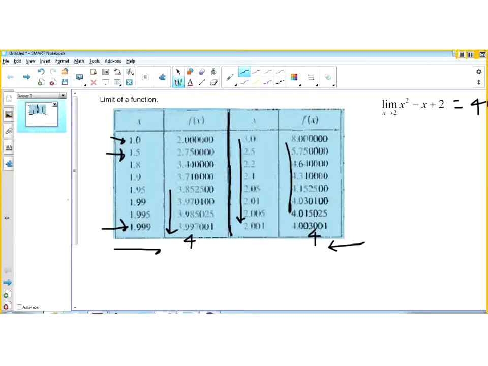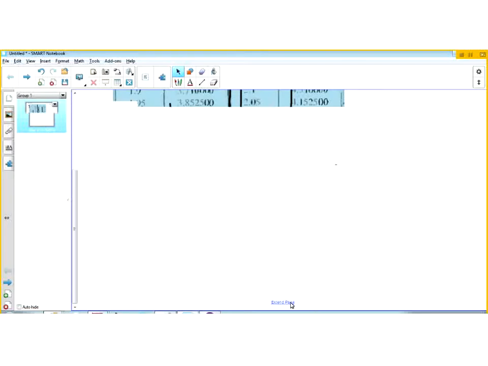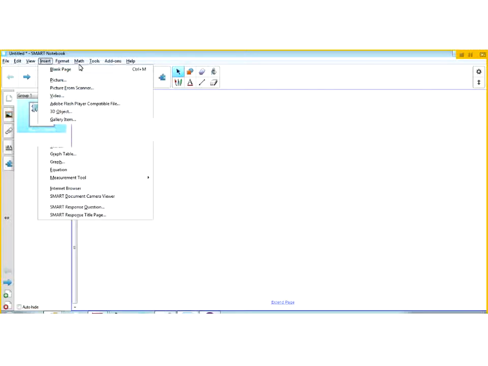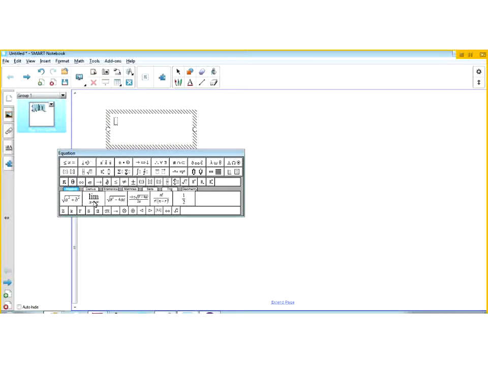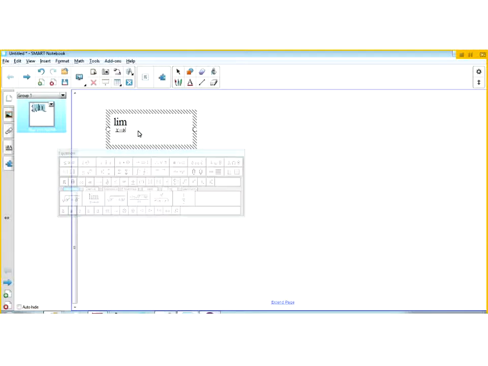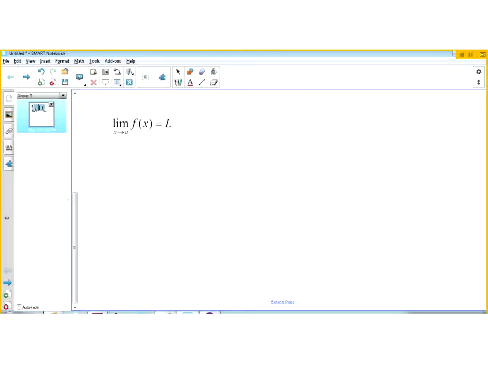Based on this example, we have a definition, which I'll type here. We say the limit as x approaches a for a function f of x is equal to L. We write it using this notation. This is actually a definition. This is defined as follows.